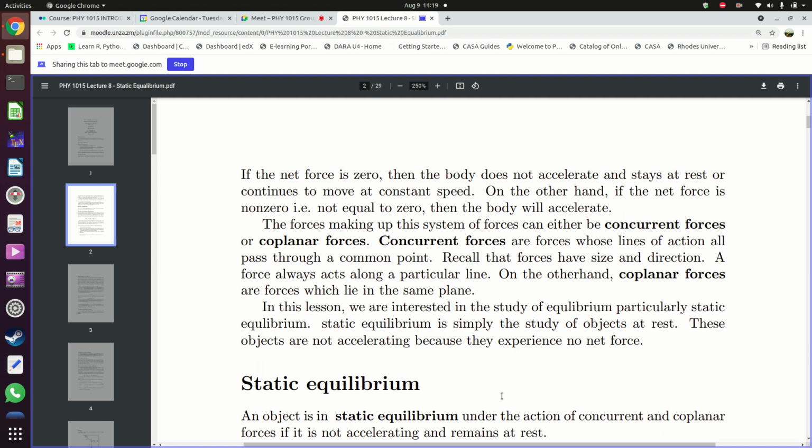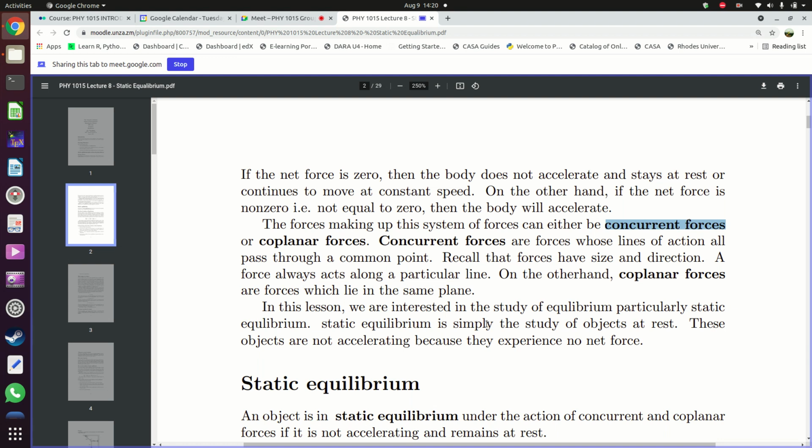There are two types of forces. There's something called concurrent forces, then there's something called coplanar forces. Now, a force acts in a particular direction. The direction in which the force is acting, that is what is referred to as a line of action. Are we clear? A force has got size, and the force acts in a particular direction, and that direction is its line of action.